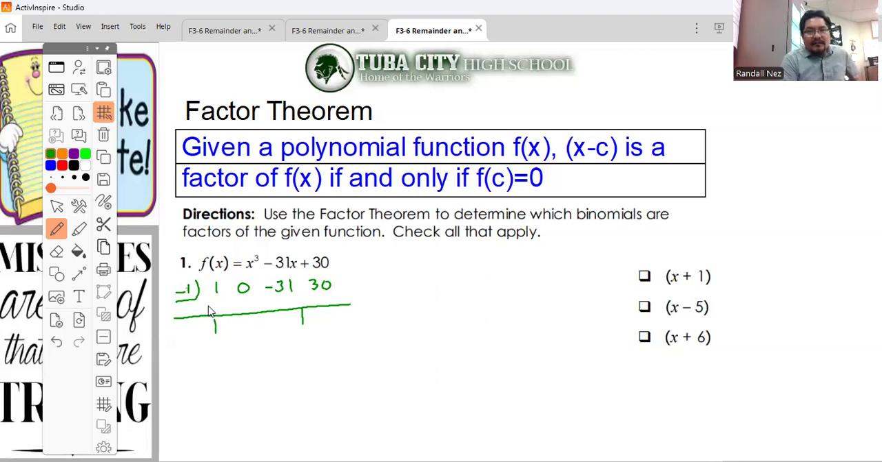Bring down the 1, times that by the number in the window. Combine these, 0 minus 1 is -1, and then times that by the number in the window, so that'd be 1, and we'd get 30, right? And then 30 times -1. But hold on a minute, something's not right here, right? Because we should get -30 and we should get 0. That's what it's supposed to be. We're supposed to be getting zeros.